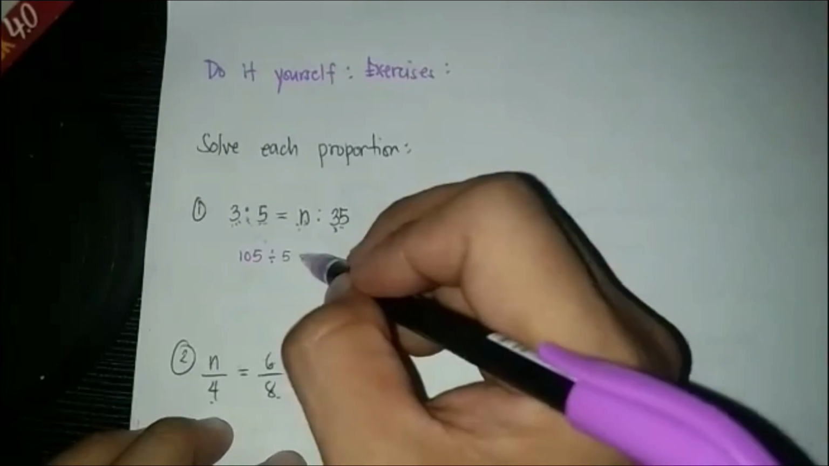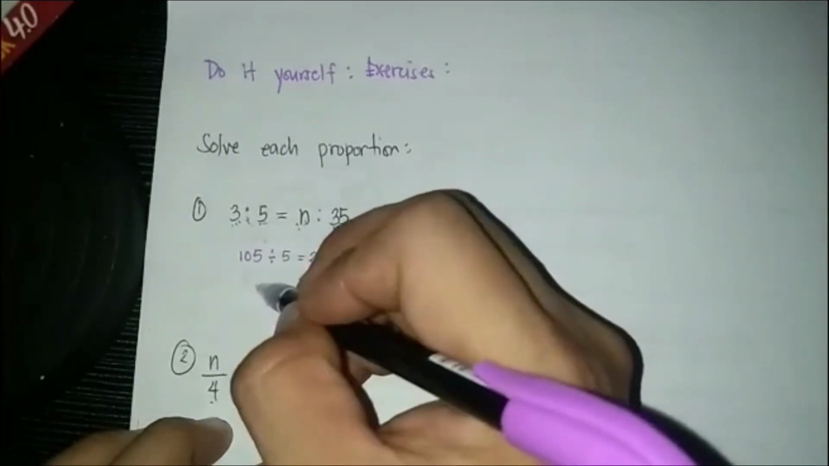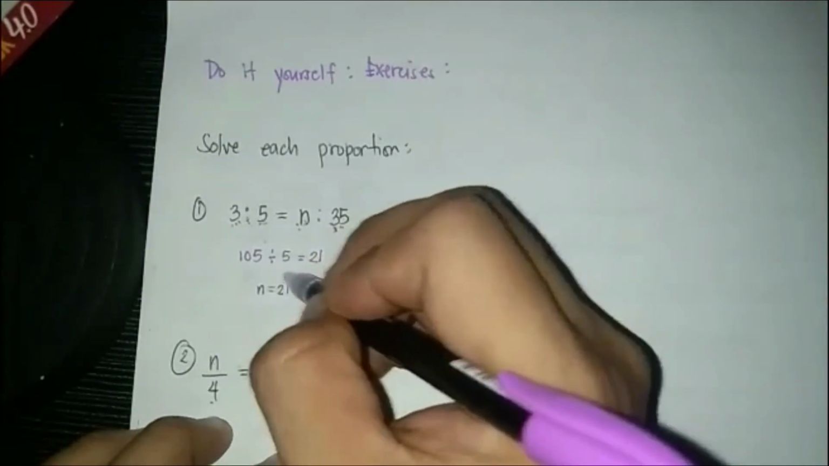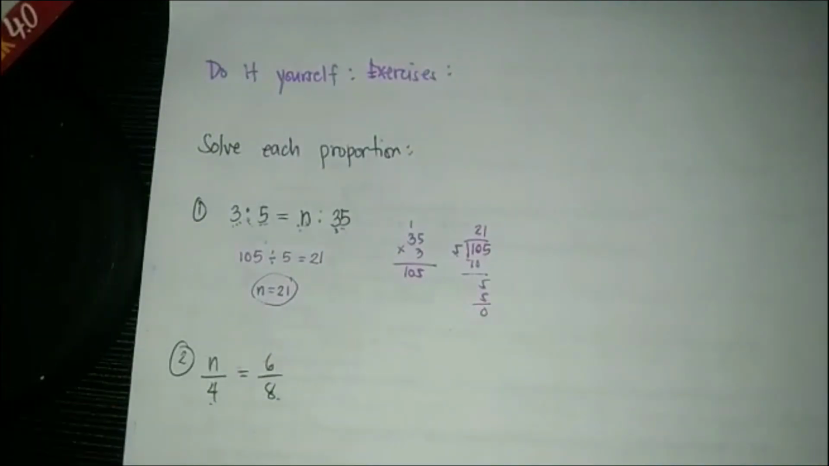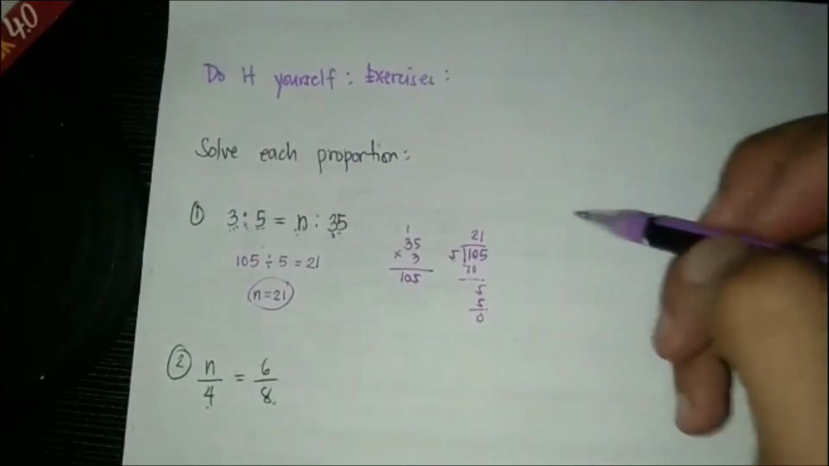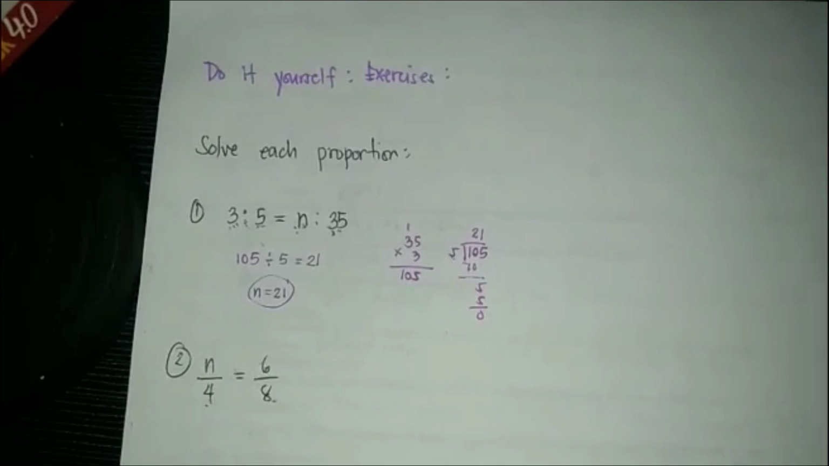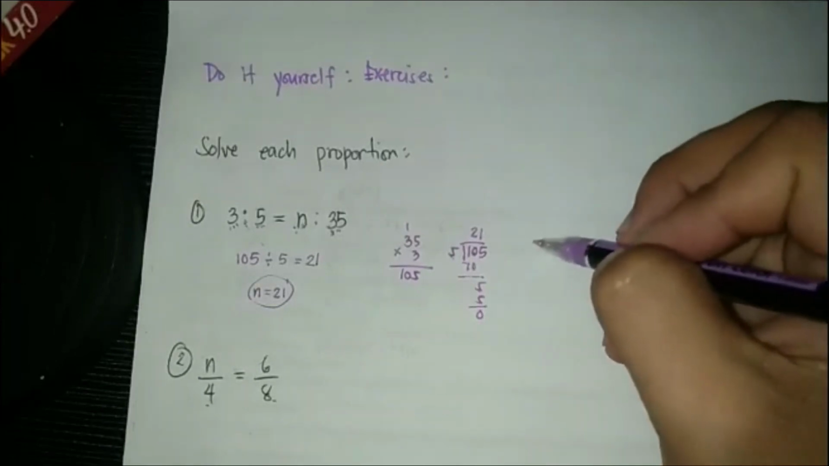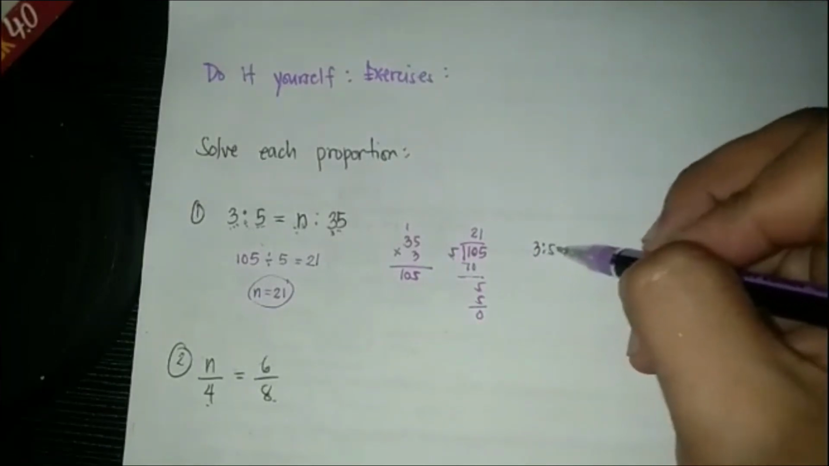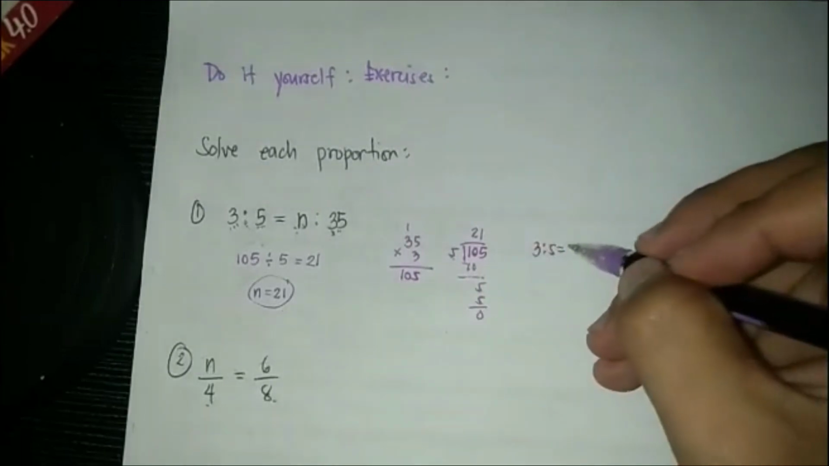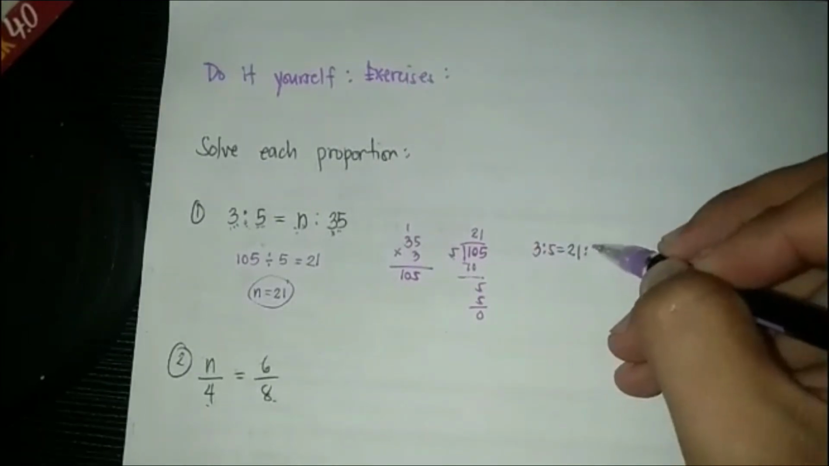Okay, so yung sagot po natin dyan is 21. So n is equals to 21. Okay, so i-check natin kung tama. Sabi natin pag proportion, this is the equality of two ratios. Tingnan nga natin. So 3 is to 5 equals, ilan yung value ng n? 21. 21 is to 35.